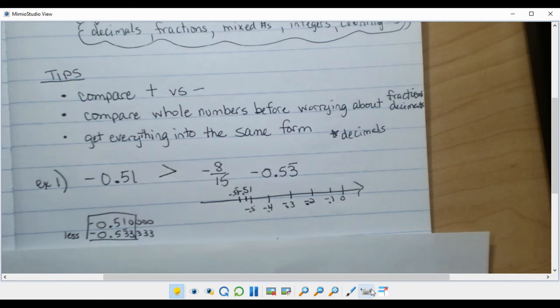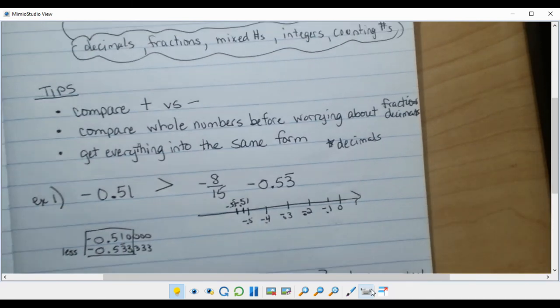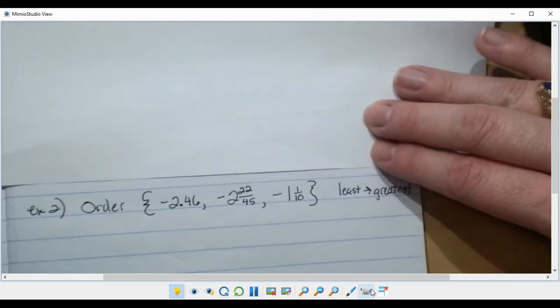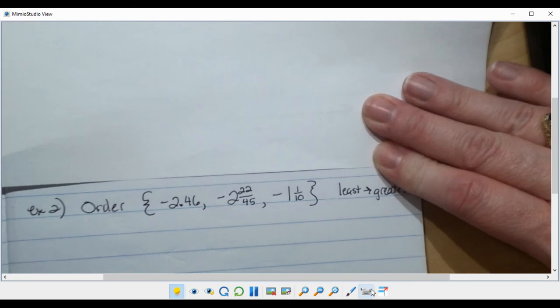All right, let's do another one. Instead of greater than, less than, or equal to, now we have to arrange these numbers in order. Okay, so let's go through our steps. Do I have positives versus negatives? Unfortunately, no, they're all negatives, so that trick doesn't work.